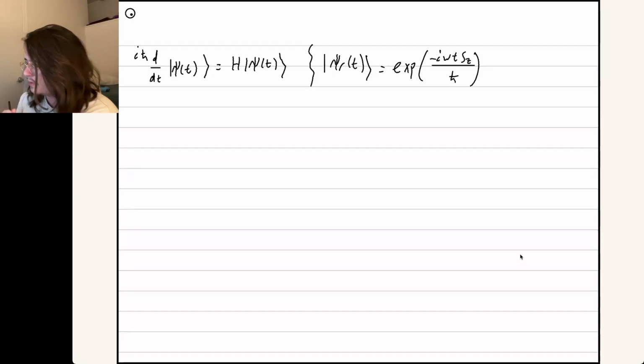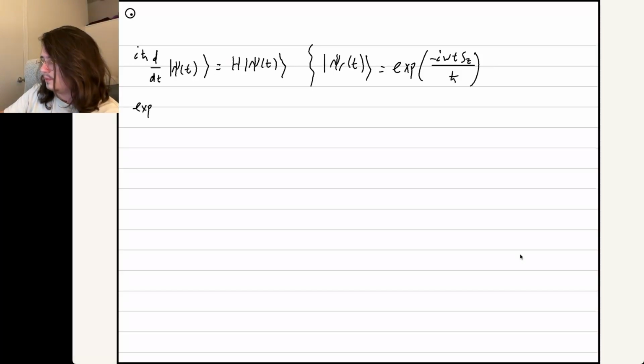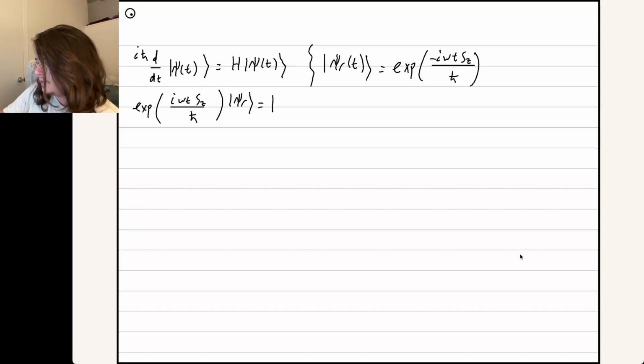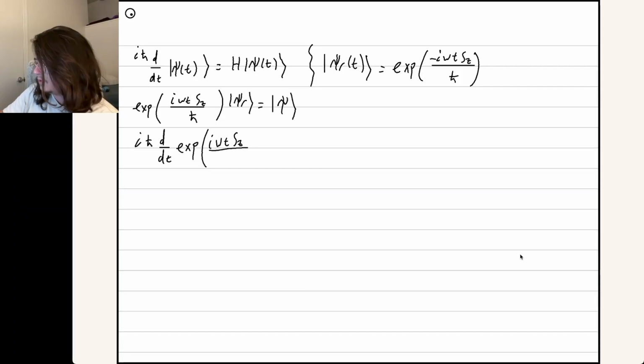First of all, we're going to rewrite the second equation as being this. I just moved the rotation operator to the other side of the equation, like that, and then tack on a time derivative to both sides. Sz over h bar psi r is equal to i h bar time derivative of psi.